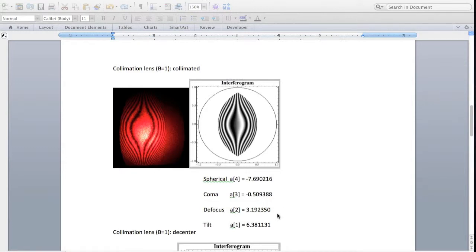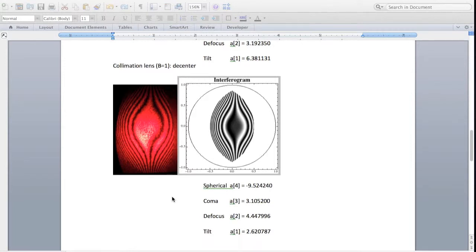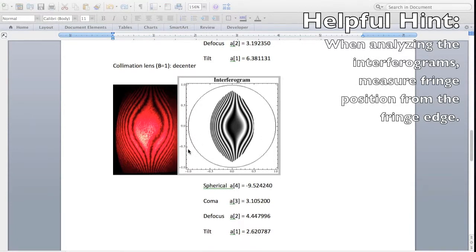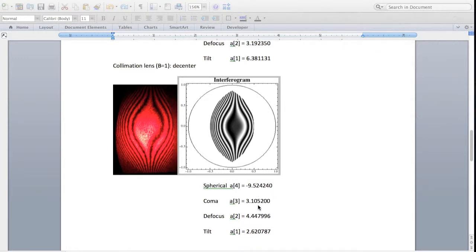We get a little bit of coma. We have just decenter, but with a shape factor of 1. Same thing, there's saturation. You can see that it's still pretty close, though, to what we expect. We still get that large amount of spherical. Now, since there's decenter, we're getting a good amount of coma.